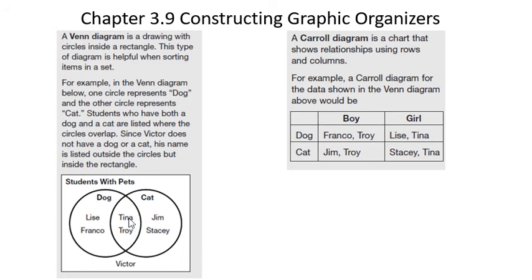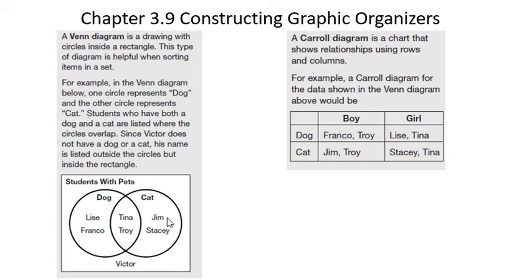Tina and Troy are in this circle, which is titled dog, and Tina and Troy are in this circle, which is entitled cat. They're in both circles. That means they have both a cat and a dog. Lise and Franco are in this circle with dog, but they are outside of the circle that says cat. That means that they have only a dog, but no cat.